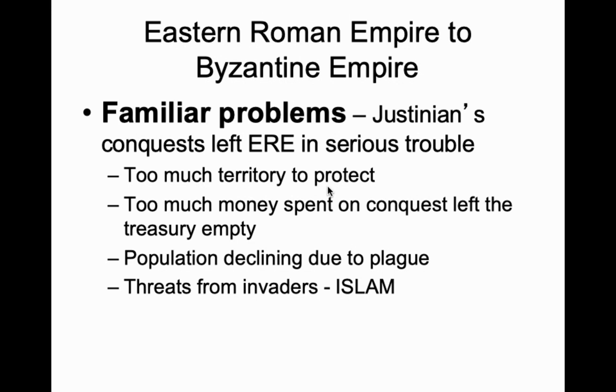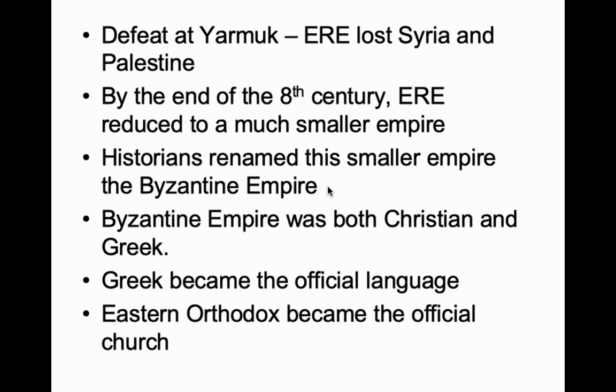There are a lot of problems in Constantinople. Justinian is defeated in a battle. He's going to lose all of Syria and Palestine. By the end of the 8th century, the Eastern Roman Empire is reduced, and now historians call this the Byzantine Empire. The Byzantine Empire is both Christian and Greek. Greek becomes its official language, and Eastern Orthodox becomes the official church. So we have this switch from it being Roman into being more Greek.